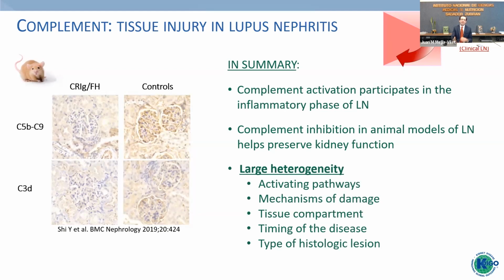And it's heterogeneity between patients, because in some patients the complement is activated through the classical pathway, in some others through the alternative. There may be a combination. There may be one in the glomeruli, another in the tubulointerstitium. And we lack biomarkers to know which pathway is active and which mechanism of damage is acting in each patient.